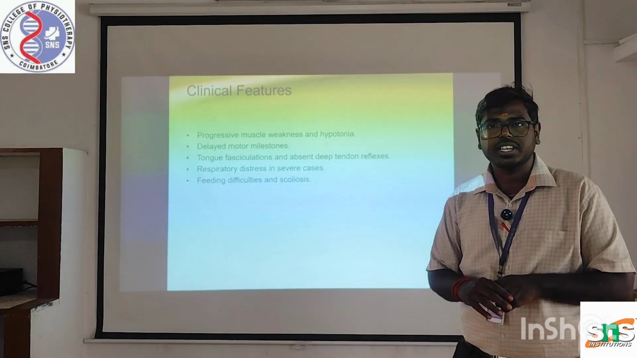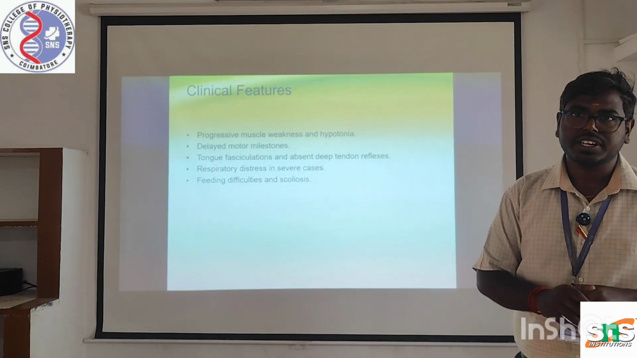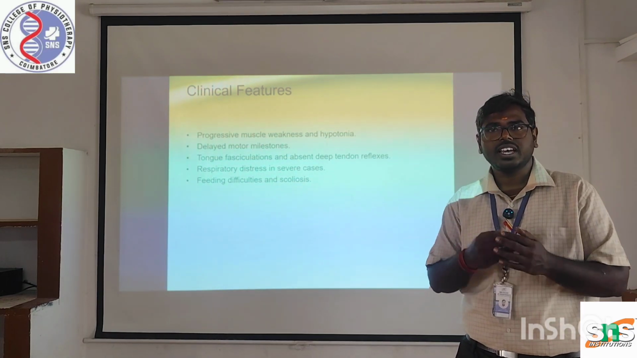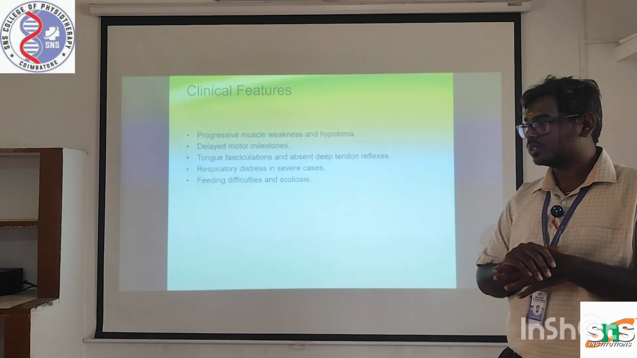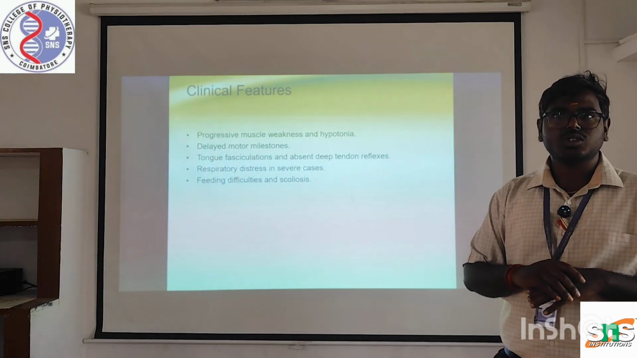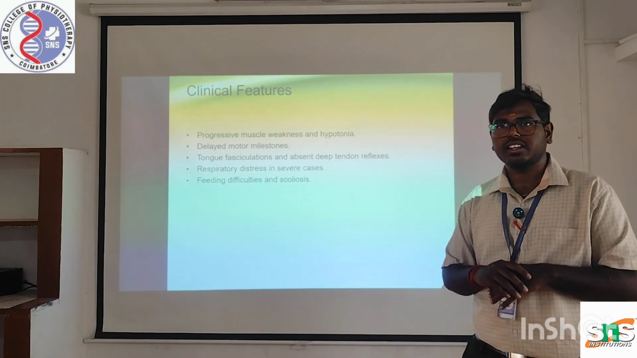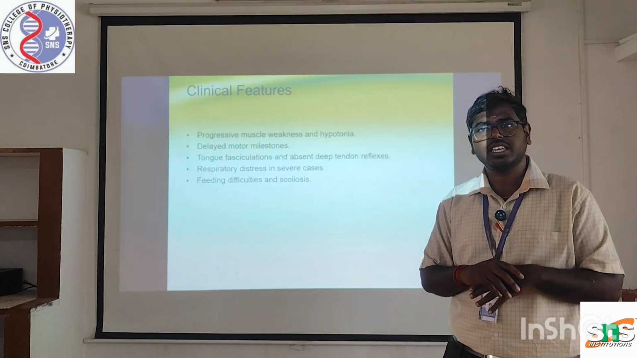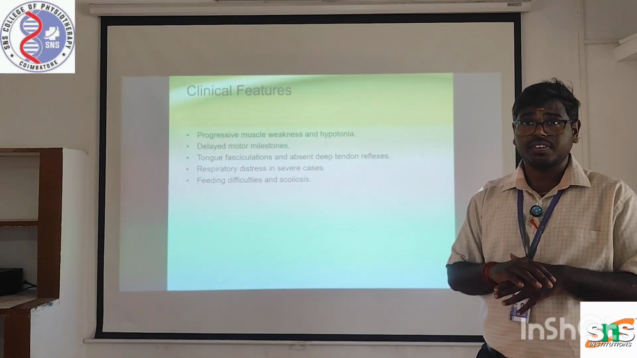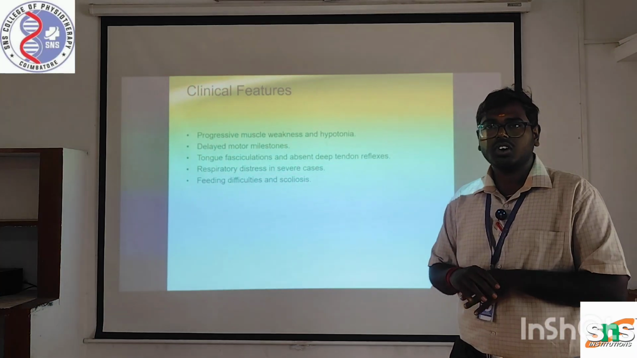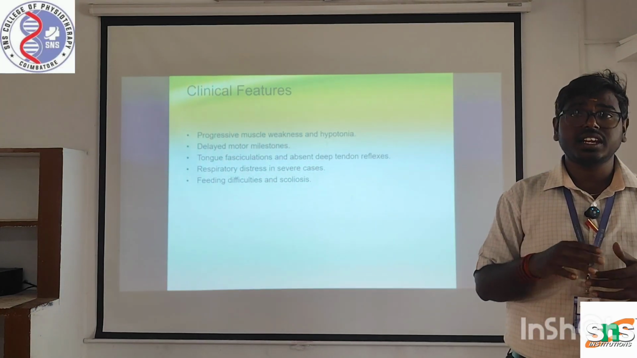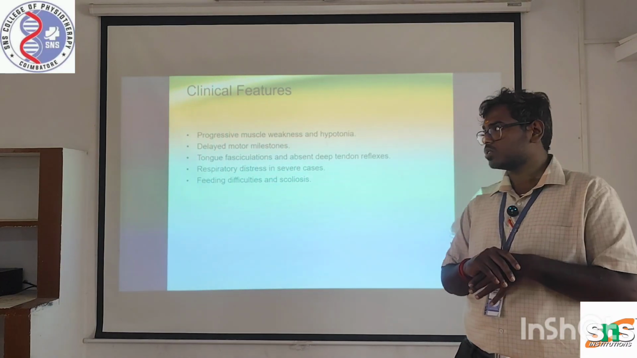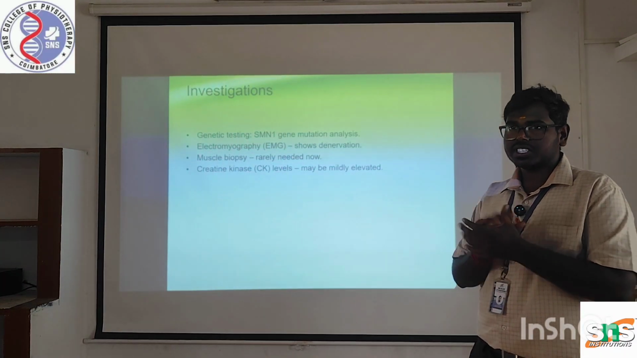Then tongue fasciculations. Due to the tongue fasciculations, patients with spinal muscular atrophy have difficulty in speech also. Then it also comprises respiratory muscle failure, so they have difficulty in breathing and in respiratory function. Finally, it also leads to feeding difficulties, and these patients also have scoliosis.